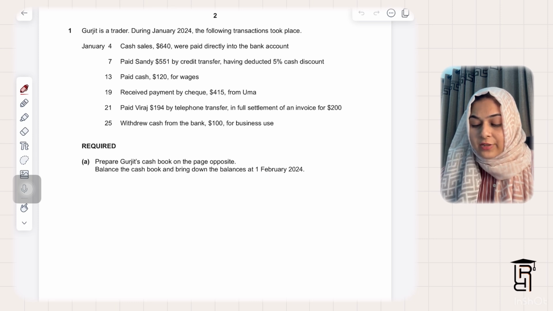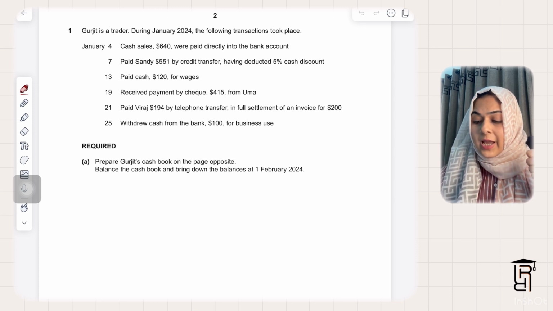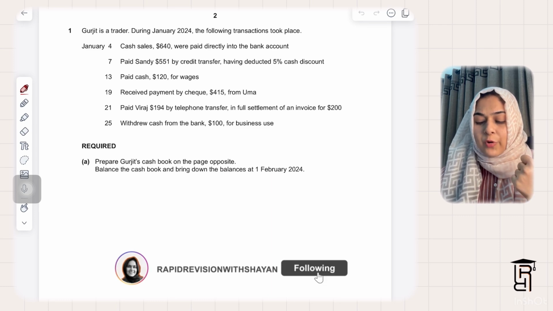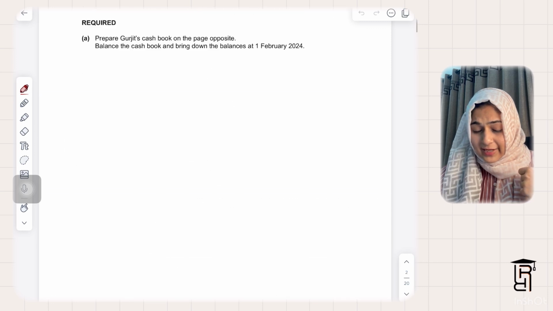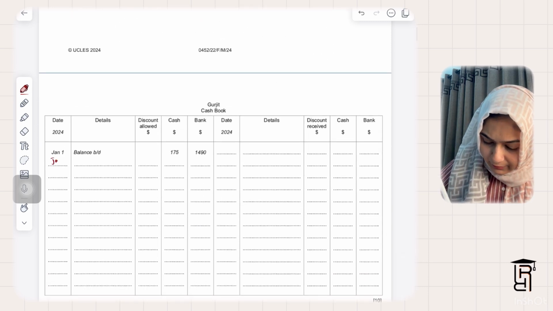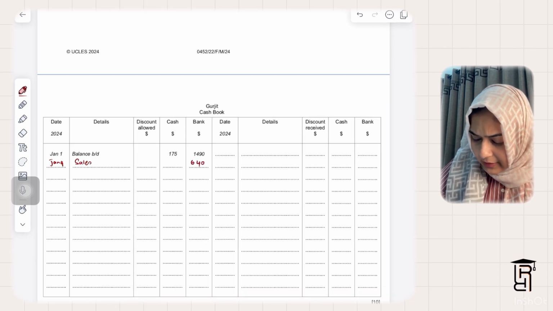January 4, cash sales 640 were directly paid into the bank account. The double entry for this would be bank debit, sales credit, so this will come on the debit side of the cash book. So when we make the cash book, we record this on the debit side. We'll write here January 4, sales, and I will write 640 in the bank column.